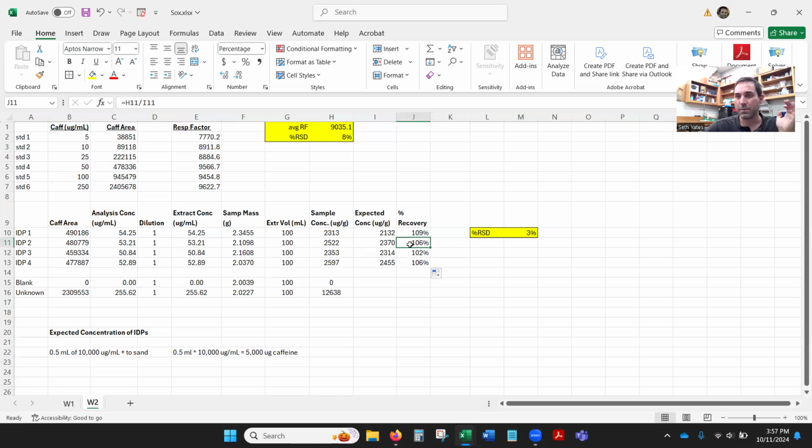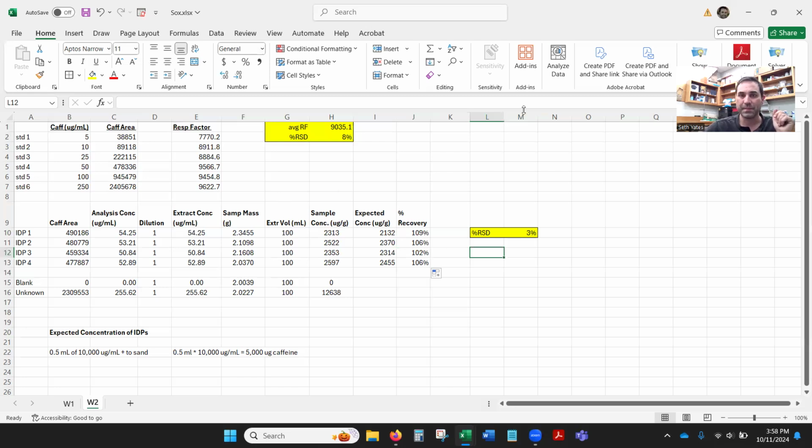I stumbled through that explanation, but hopefully that works reasonably enough. These shouldn't be the same in this case, so we wouldn't want to use the RSD to calculate their variance. They should be different because we weighed out a different amount of mass in each case. So you would want to calculate it based on something that should be identical, which is our extract concentration, or our percent recovery. And you should get the same number whichever way you choose to calculate that, or your analysis concentration.